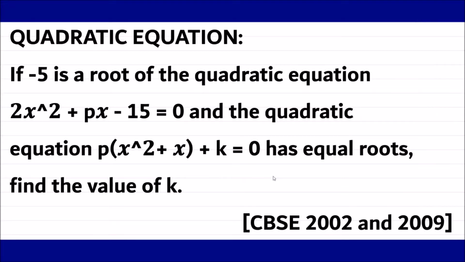The given question is: if minus 5 is the root of the quadratic equation 2x^2 + px - 15 = 0, and the quadratic equation px^2 + x + k = 0 has equal roots, find the value of k.